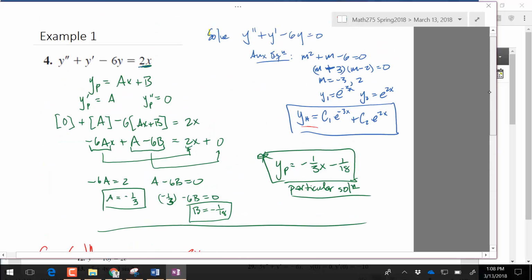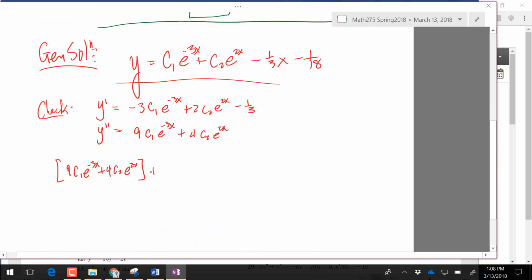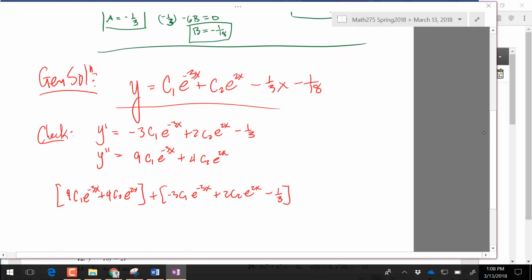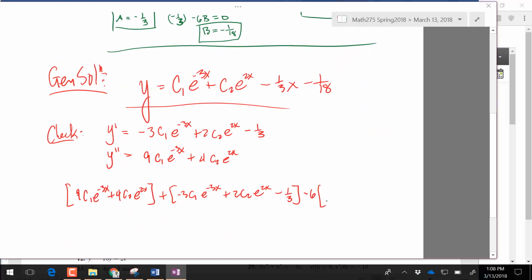And then we have plus y prime. So y prime is minus 3c1 e to the minus 3x plus 2c2 e to the 2x minus 1/3. Is that a plus or a minus? I think it's a minus. Minus 6 times y, which is the solution that we found, c1 e to the minus 3x plus c2 e to the 2x minus 1/3 x minus 1/18.